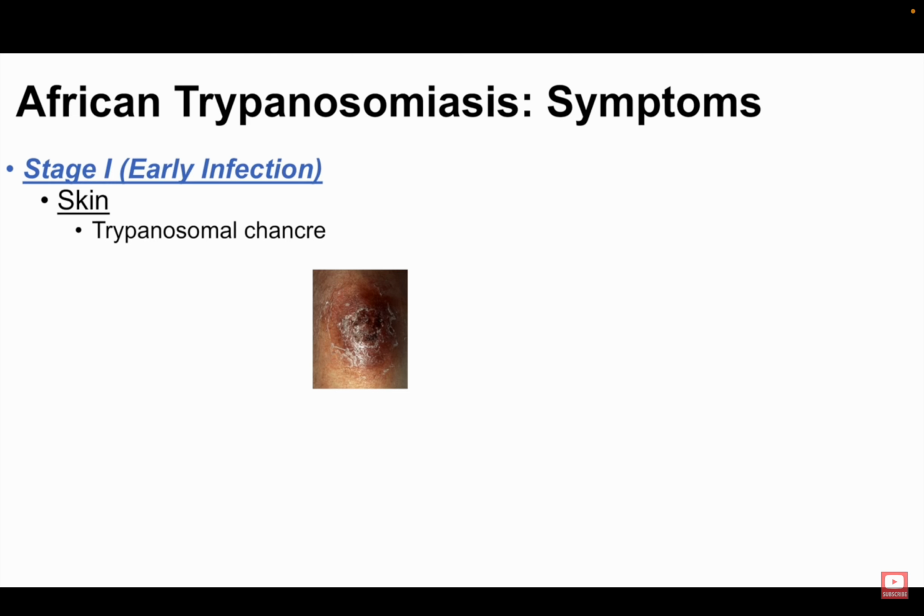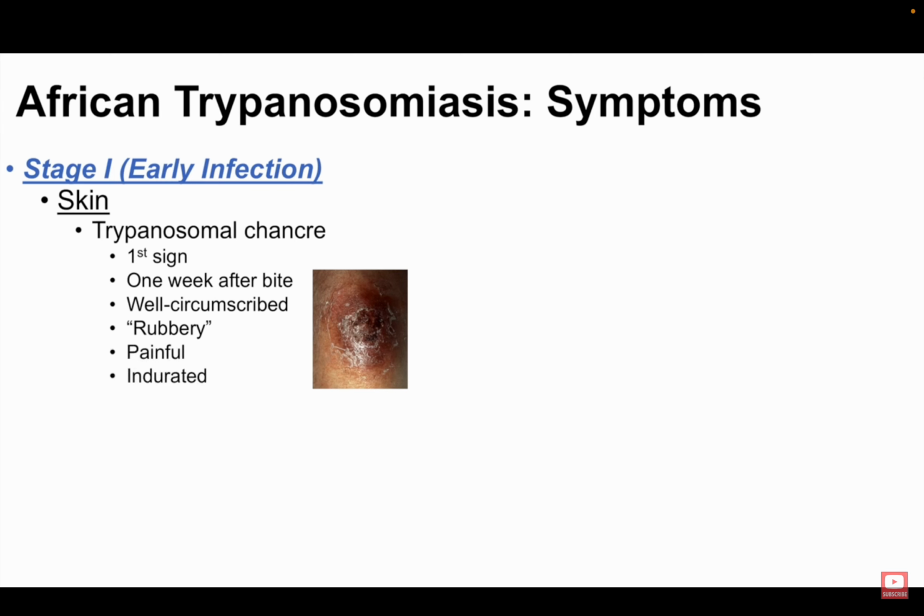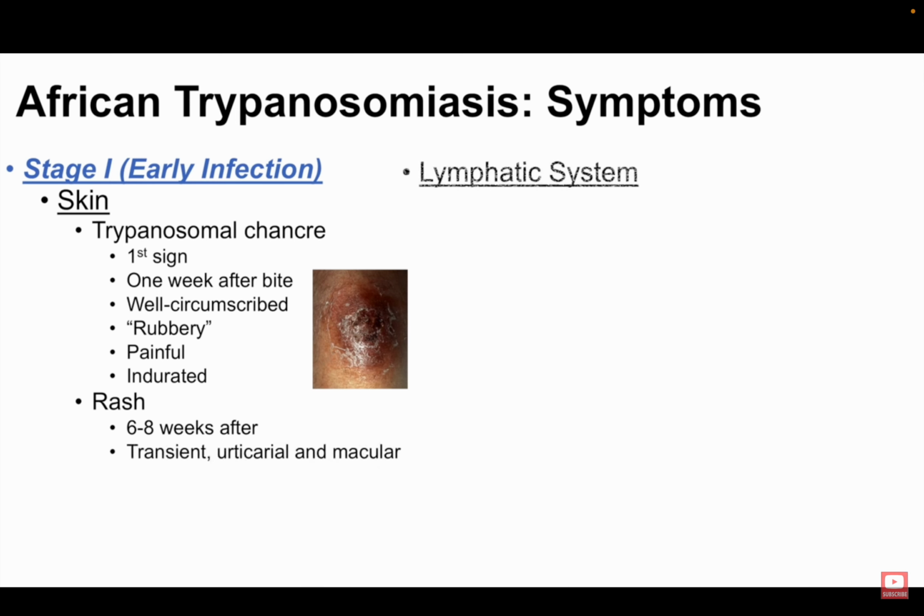And here is a trypanosomal chancre. This is typically, in most cases, the first sign that can be detected. It usually occurs 1 week after a bite from the tsetse fly. It's well circumscribed. It's described as rubbery, and it's considered painful, and it is indurated. Now, there's also a rash that can occur as well, a trypanosomal rash, and the rash typically occurs within 6 to 8 weeks after the initial infection. It is transient, urticarial, and macular.